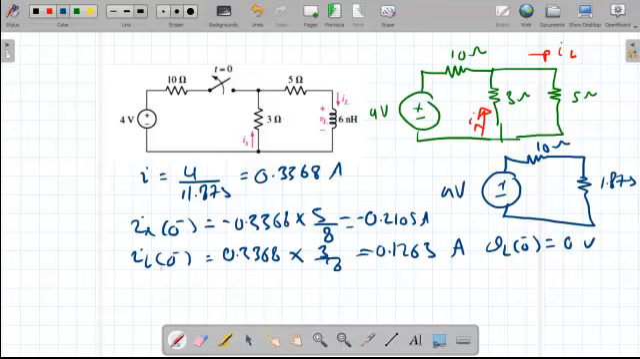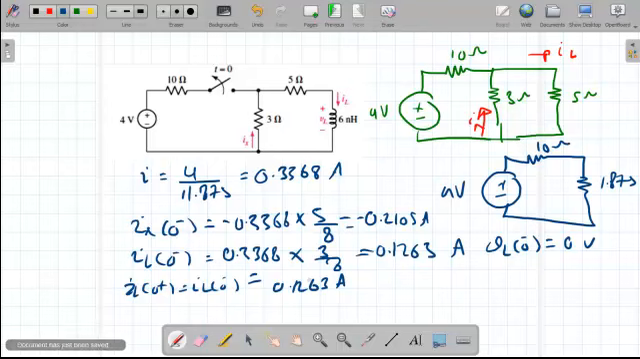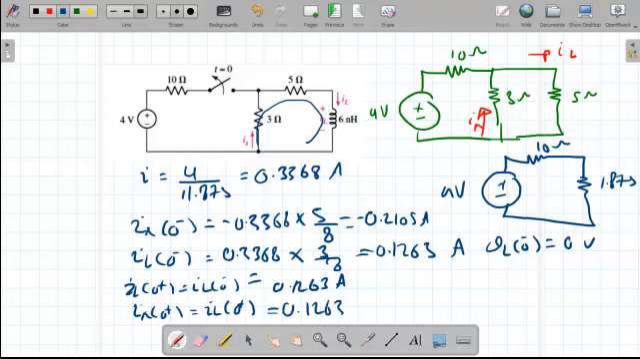Now after we open the switch, of course IL0 plus will not change. It will equal IL0 minus, 0.1263 amp. And IX0 plus, what happened? Because it's open, it also will equal IL0 plus, because the current in the inductor will pass through this 3 ohm resistor, so IX0 plus equals 0.1263 amp.